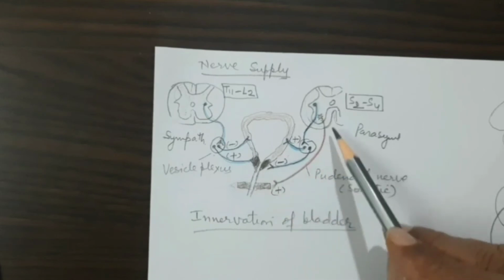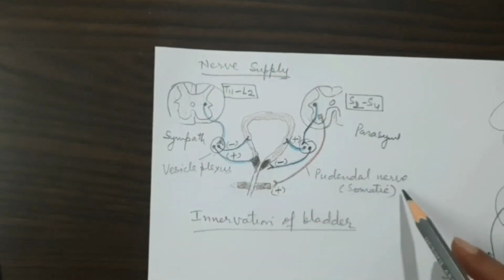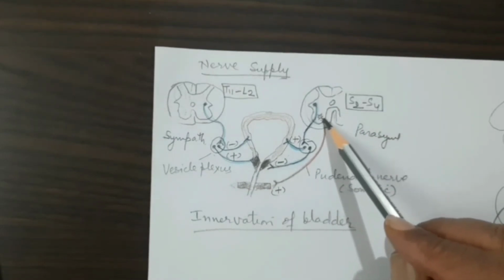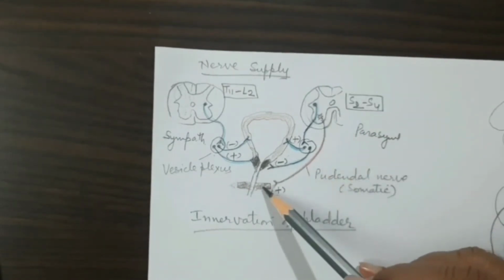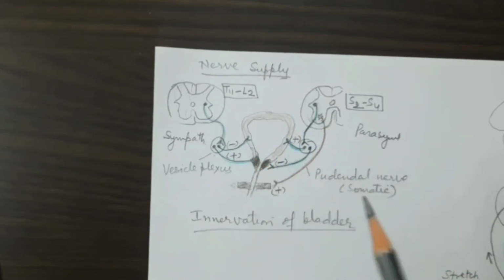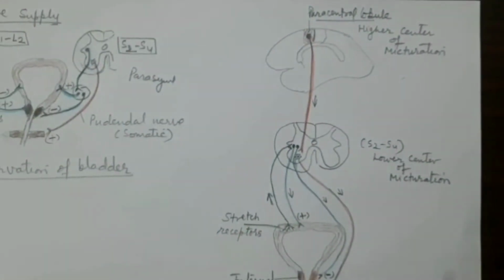Till then he can hold through this voluntary control of the pudendal nerve, which is coming from the anterior horn of the gray matter of the spinal cord. So autonomic as well as somatic nerve control is there. Let us see first the micturition mechanism.